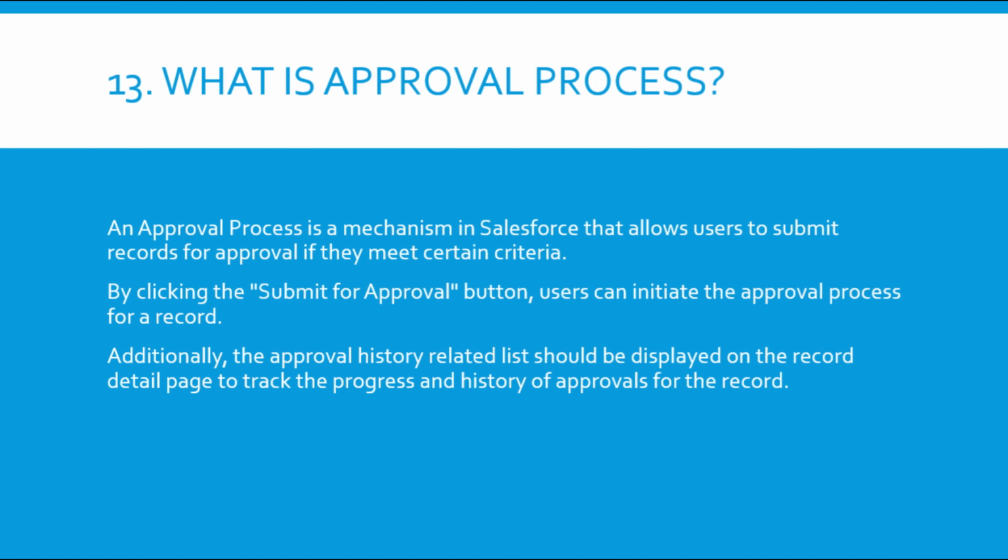An approval process is a mechanism in Salesforce that allows users to submit records for approval if they meet certain criteria. By clicking the Submit for Approval button, users can initiate the approval process for a record. Additionally, the approval history related list should be displayed on the record detail page to track the progress and history of approvals for the record.